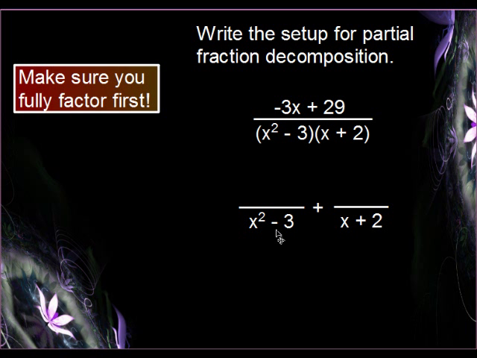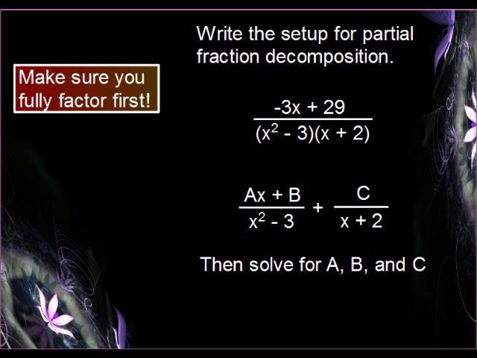The reason is because if you were to combine this into one fraction, you'd get a common denominator. That would mean multiplying this by x plus 2, and multiplying this other one by x squared minus 3. Now, as far as the numerator is concerned, this first fraction is going to be ax plus b. This second fraction will be c. Then you would solve for a, b, and c, and that would finalize your answer.